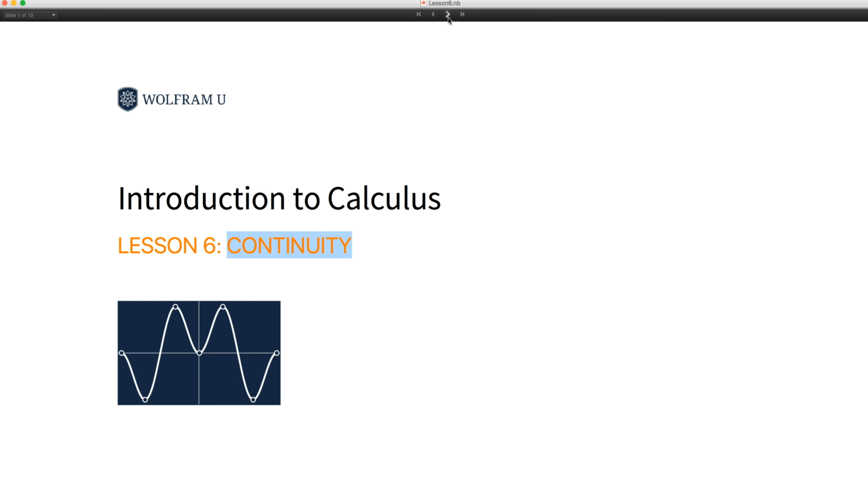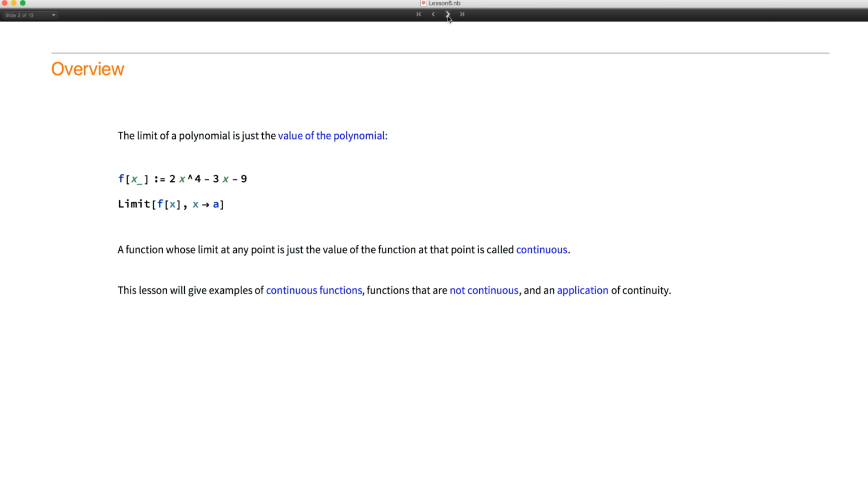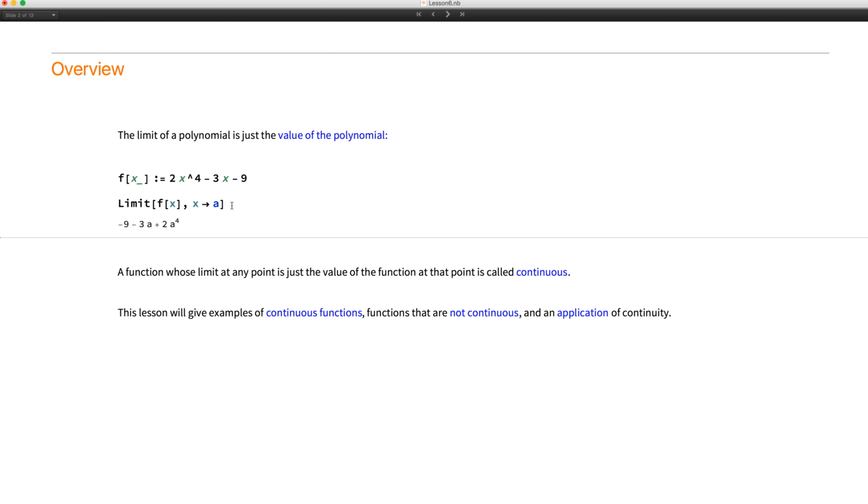So let's begin with a brief overview of the idea for today's lesson. Begin by recalling that if you have a polynomial like this one over here, then its limit at a point is simply the value of the polynomial at that point. So if you look at the polynomial f of x, then I simply replace x by a and I get the limit of f of x as x approaches a. So that's a very special property of polynomials and similar functions, namely that their limit at any point is just the value of those functions at that point, and such functions are called continuous.